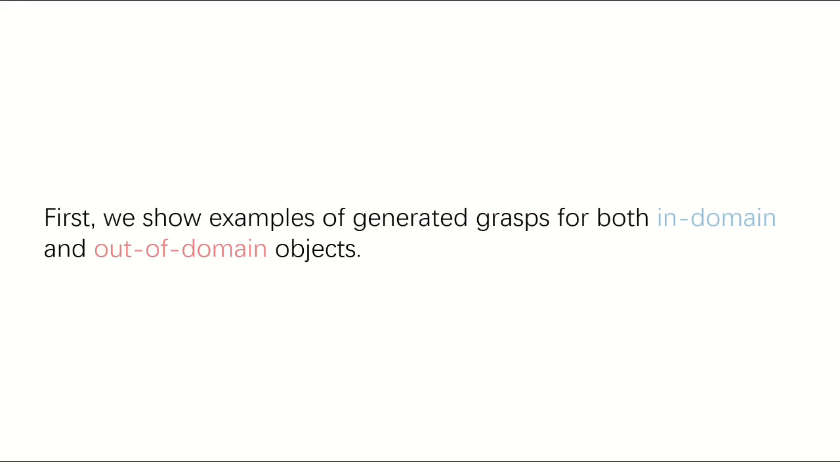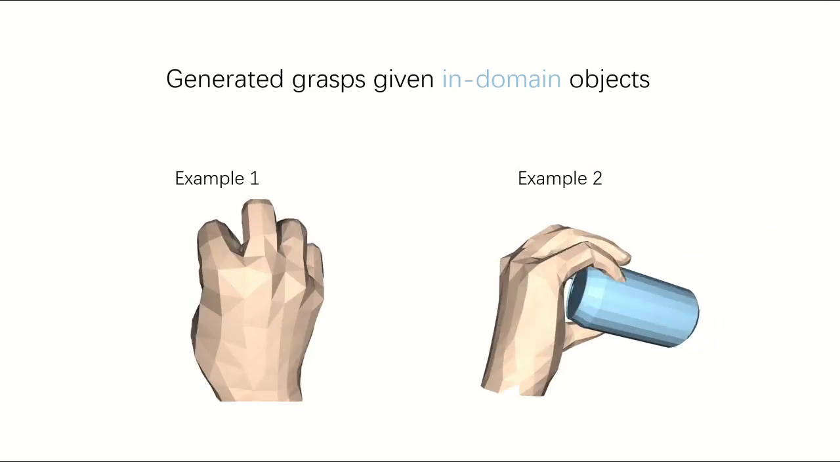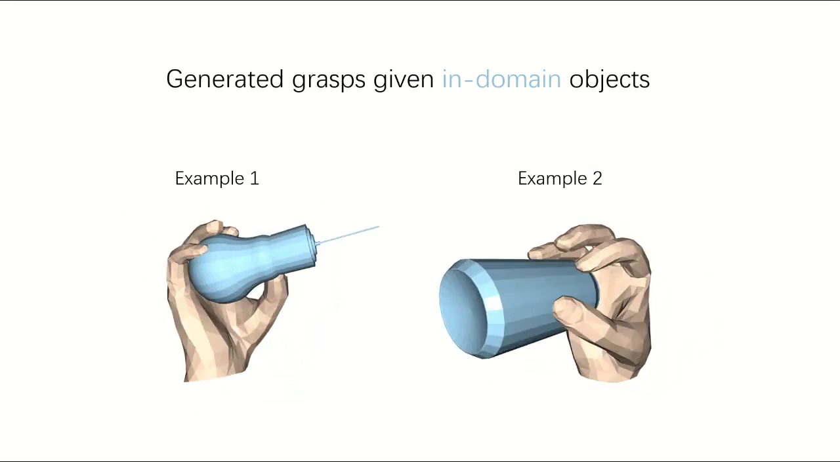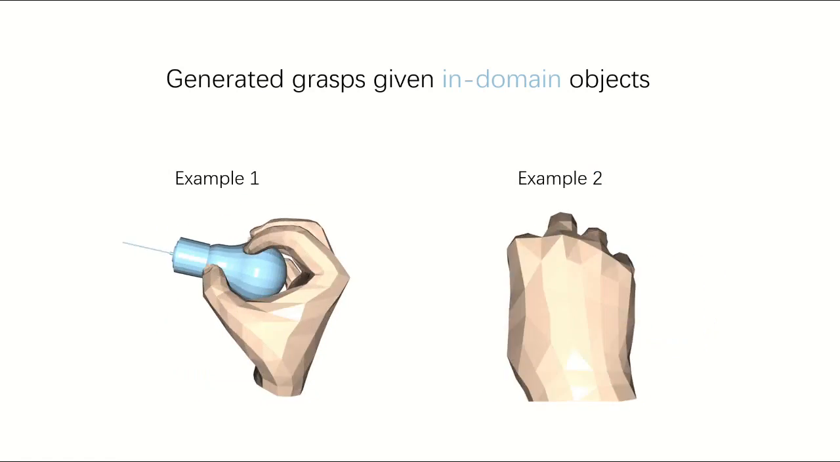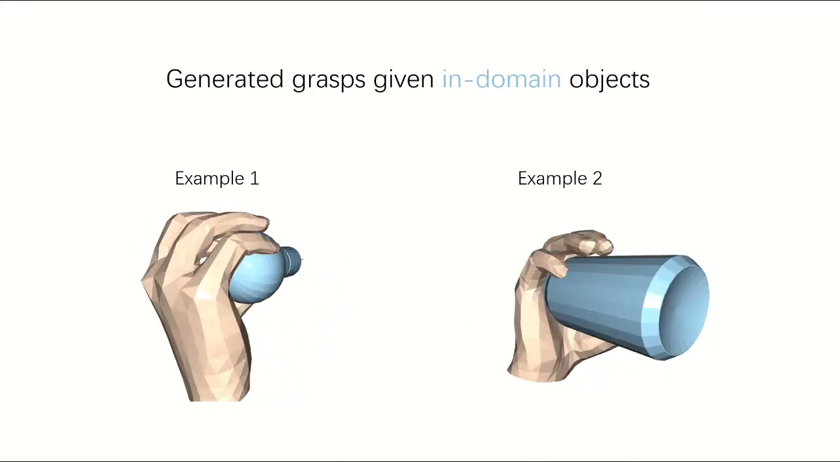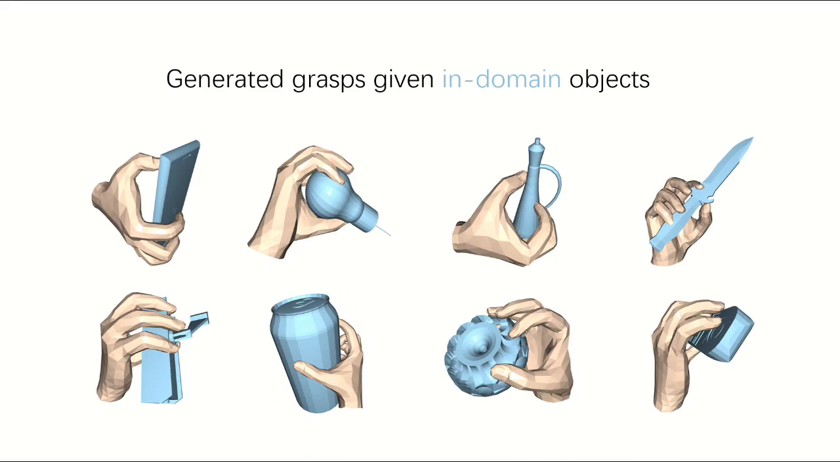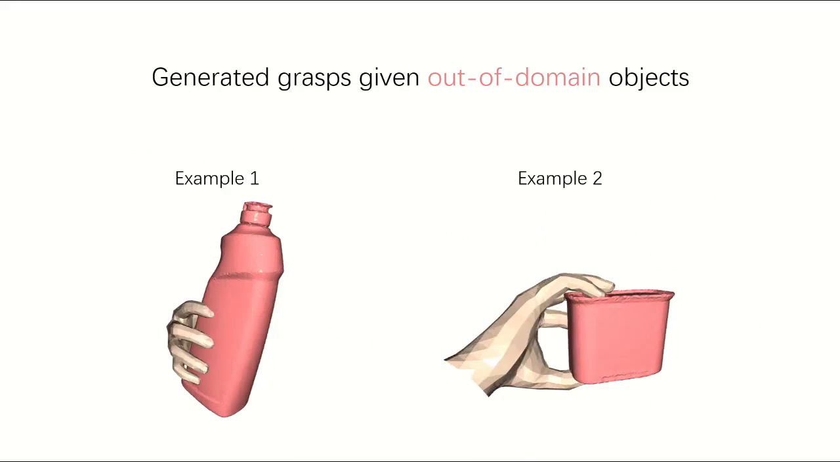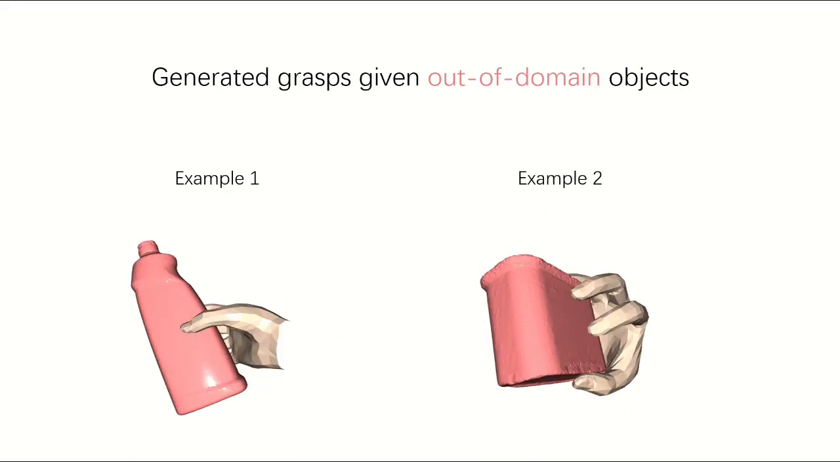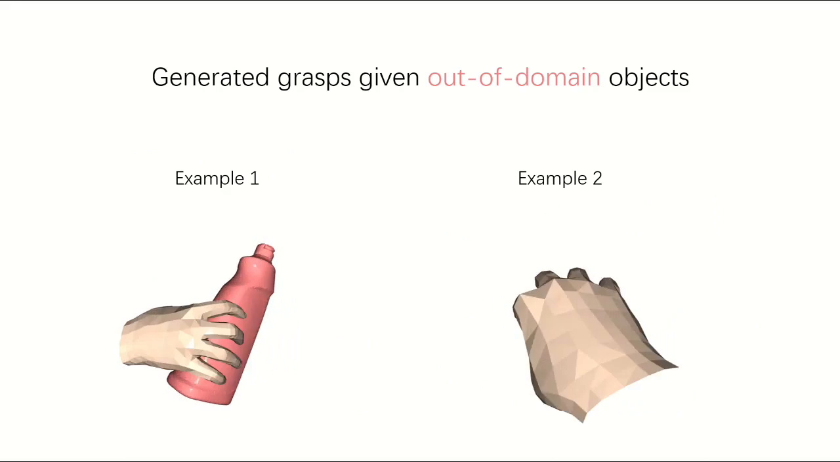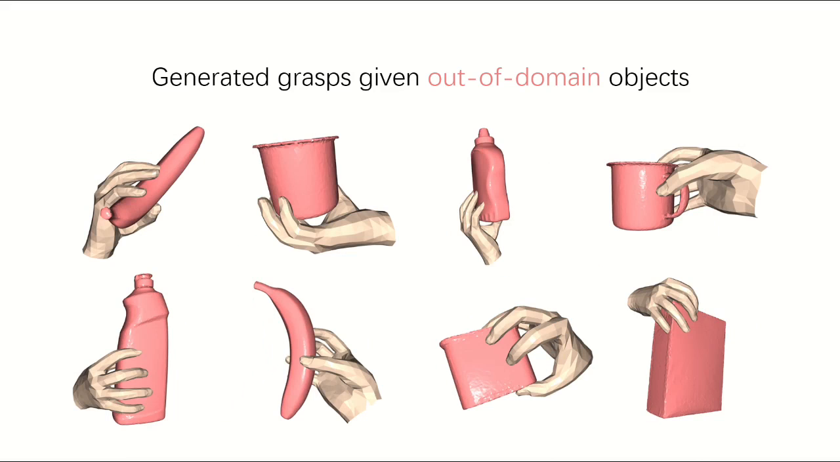First, we show examples of generated grasps for both in-domain and out-of-domain objects. Here are two examples on in-domain objects. You can see the grasps are both physically plausible and have natural human hand poses. Here are some more results. And also two examples for out-of-domain objects. And more results. Please check the supplementary of the paper for more visualization.